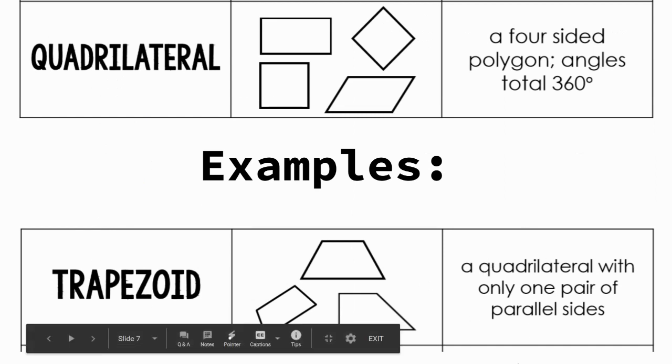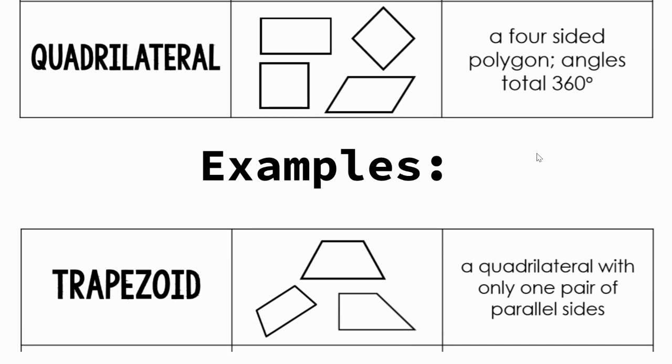The next thing I want to introduce to you is what a quadrilateral is. A quadrilateral is a 4-sided polygon, and the angles total 360 degrees. You don't need to know that. What you need to know is that a quadrilateral has 4 sides. It can be any kind of 4-sided shape. They're always called a quadrilateral. So here are some examples of 4-sided quadrilaterals.